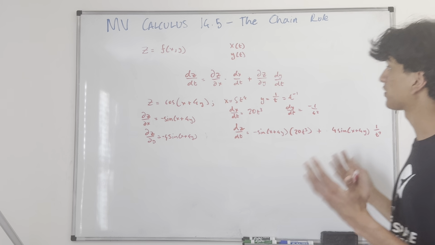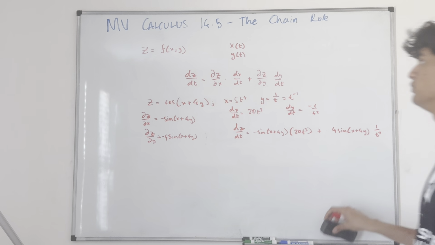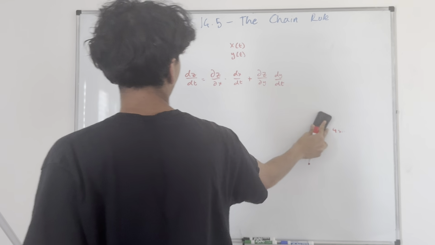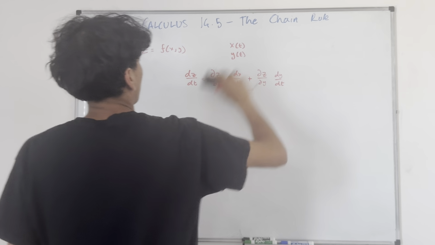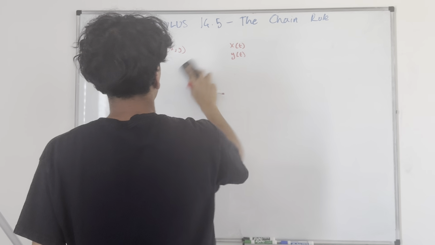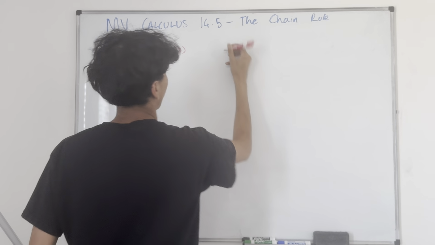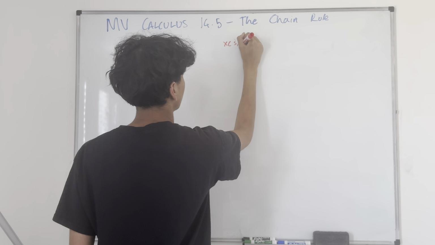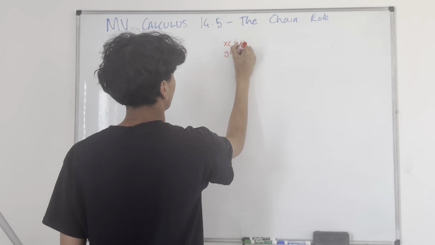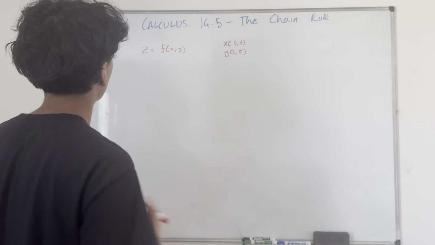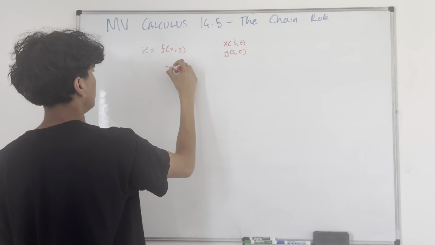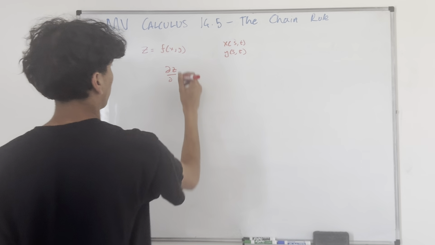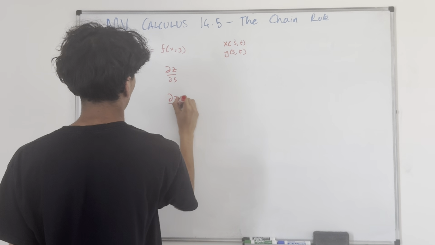Now, let's talk about the second case of the chain rule, where maybe x and y are also their own multivariable functions. So let's say s and t. I think that's what the book uses, s and t. It's a very similar idea, but now we have to do partial z, partial s, and partial z, partial t.